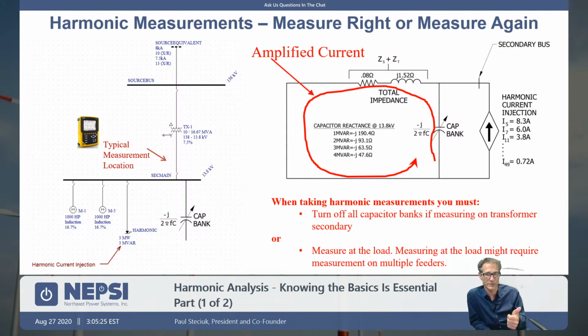Very often I get harmonic measurement data. My first question is, are there capacitor banks on the system? They answer yes. Then my next question is, did they turn them off? The answer is no, and for the most part, they wasted their money. You have to turn capacitor banks off, even if it's for 5 minutes. It's the best piece of data to do harmonic analysis, is to actually turn that cap bank off.